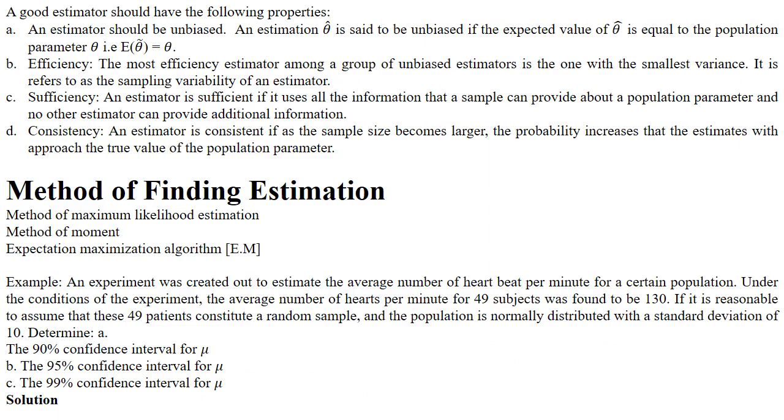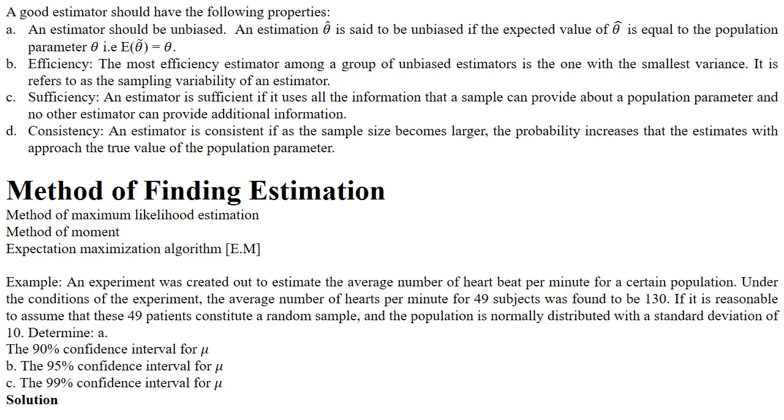Then we have various properties of an estimator. The first one is that an estimator should be unbiased. What do we mean when we say an estimator is unbiased? An estimator theta cap is said to be unbiased if the expected value of theta cap is equal to the population parameter theta. That is, E of theta cap equals theta. If the expected value of theta cap is equal to the population parameter theta, we say such an estimator is unbiased.